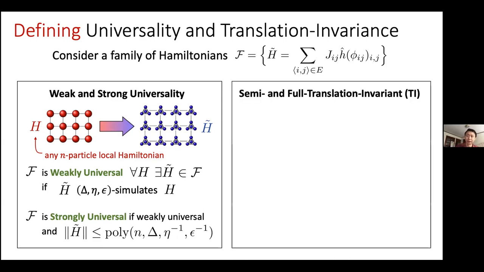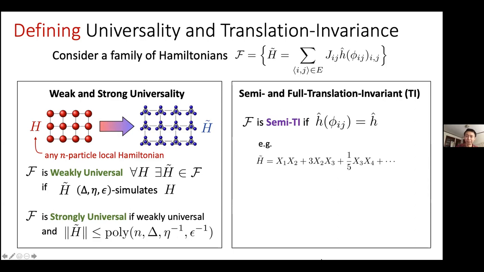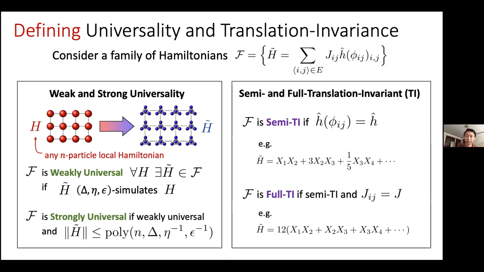Another useful concept that we will define is translation invariance. We say that a family of Hamiltonians is semi-translationally invariant if the operators that act on pairs of sites are the same no matter which two sites you're talking about. So the parameters that can in principle be site dependent are irrelevant. This is an example of a semi-translation invariant Hamiltonian. Then we can take the translation invariance a step further and define full translation invariance if it's both semi-translation invariant and the different interaction energies are also the same for every pair of sites. This is an example that has full translation invariance.